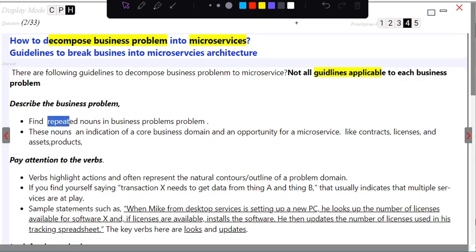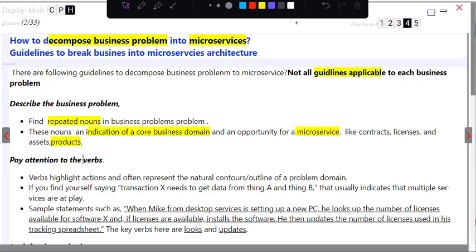In that, find repeated nouns in the business problem. Repeated nouns are an indication of the core business domains. Business domains are the areas our business problem is related to, like payment systems, e-commerce, contracts, license. So repeated nouns represent core candidates of a microservice. Suppose in our business problem we find repeated nouns like contract, license, assets, and products. All of those are core candidates for a microservice name.